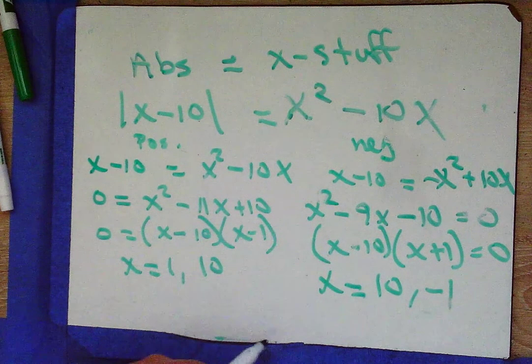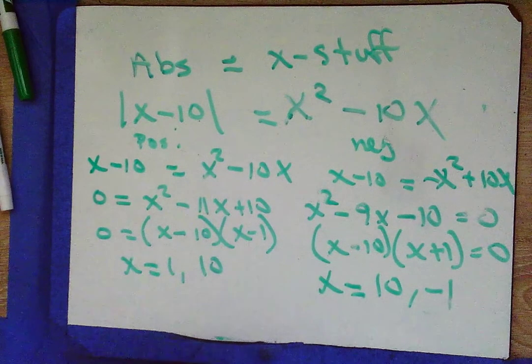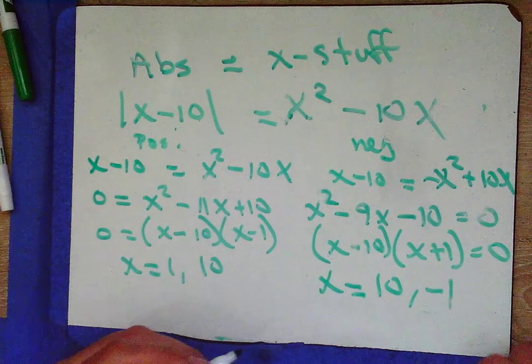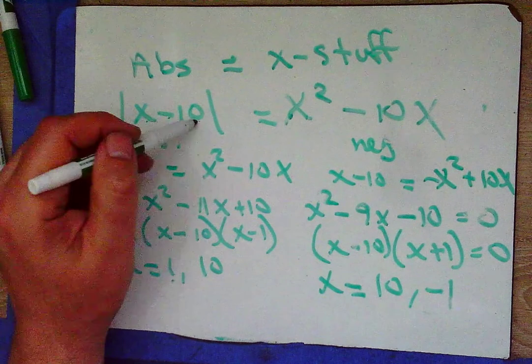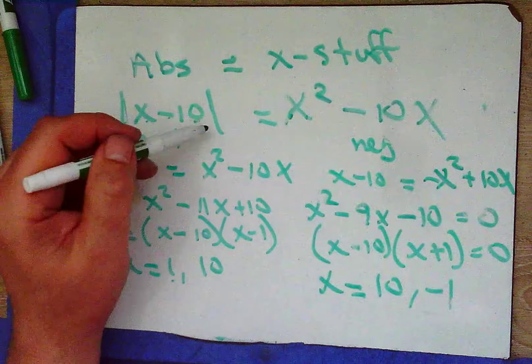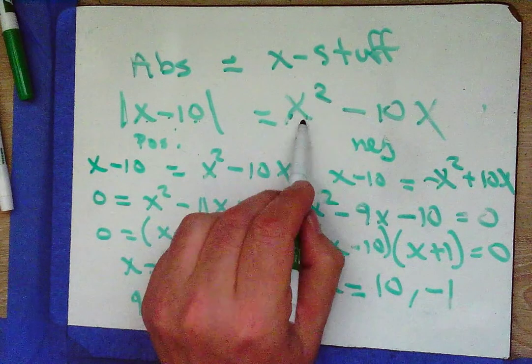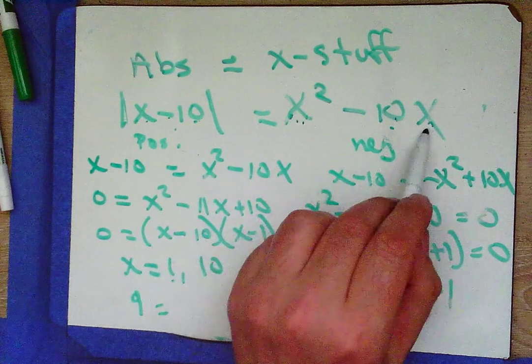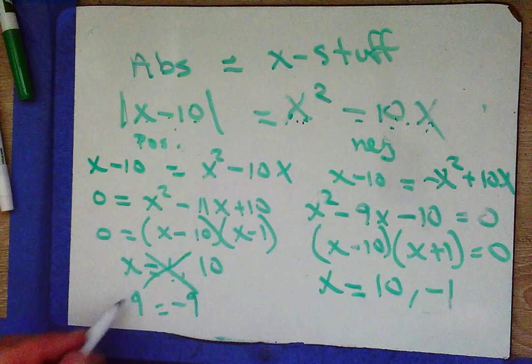All right. So does our absolute value equal some x stuff? Sure does. So this is a must check. So let's must check. Let's plug in 1. 1 minus 10 is negative 9. Absolute value of negative 9 is 9. And on the other side, 1 squared is 1, 10 times 1 is 10, 1 minus 10 is negative 9. That definitely does not work.